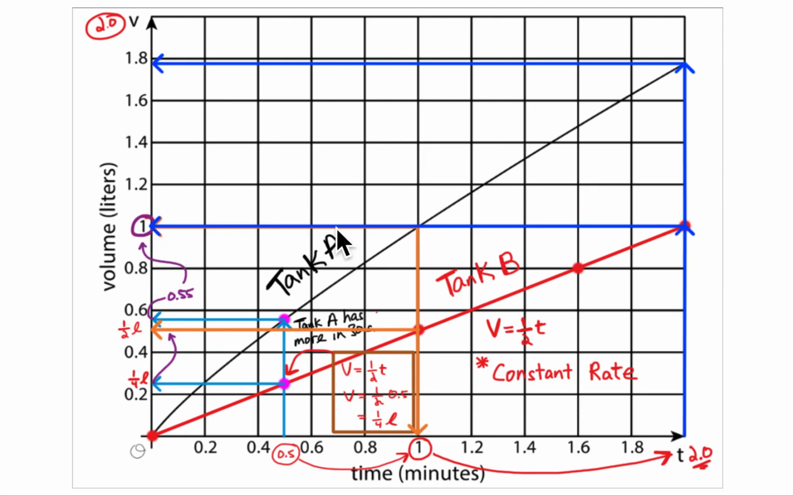But notice what happens to tank A. Tank A after 1 minute was at 1 liter. But now after 2 minutes, tank A is up here, and you go across. Tank A is much less than doubling 1. So 2 times 1 would be 2. Should be up here. So it's significantly less than doubling. So it's really starting to slow down. So tank B is getting closer and closer over time to tank A. That's like the tortoise, or the turtle, is gradually starting to catch up to the rabbit. The rabbit's really starting to slow down.